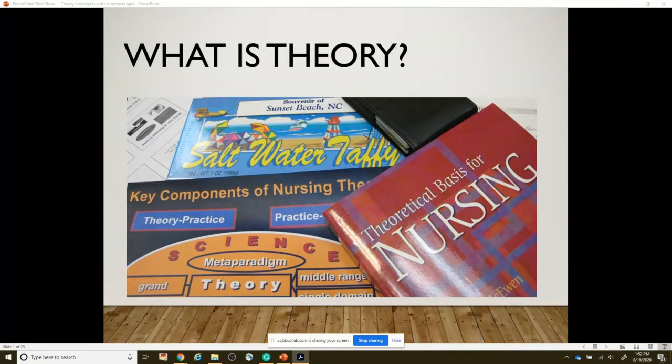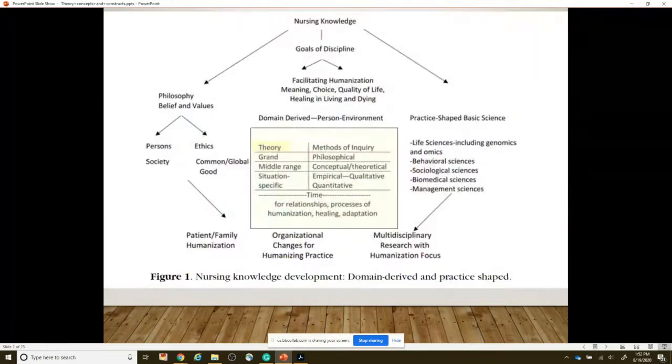And what is theory? Well, we're going from a big K, as in capital K Knowledge, which is nursing knowledge, down to the various levels of theory, from broadest here down to what you see as situation specific, which is the most narrow level.